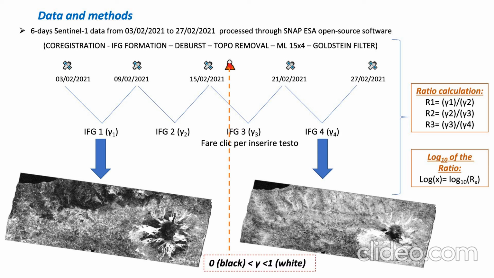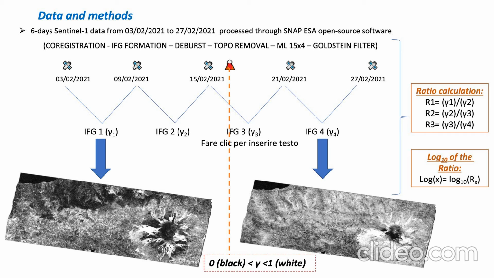So as you can see here, there are 2 examples of the coherence map, and we have the event, which is the dashed orange line, and we see the before and after coherence map, where the coherence goes from 0 to 1, where 0 is black and it's really decorrelated, and 1 is white and it's really highly correlated.